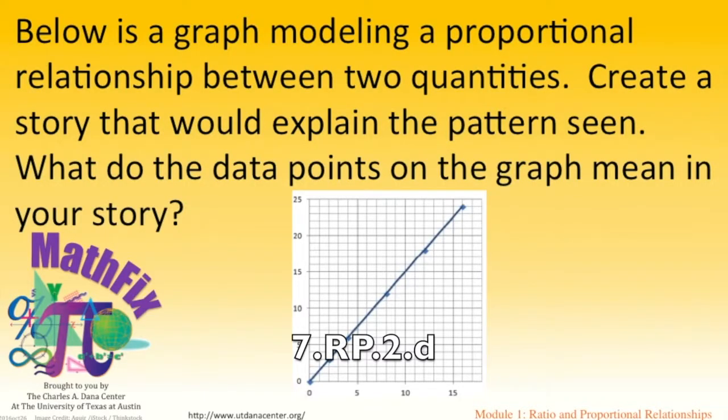Today's Math Fix centers around 7.RP.2.d, explaining what points (x, y) on the graph of a proportional relationship means in terms of the situation, with special attention to the points (0, 0) and (1, r), where r is the unit rate. Well, this Math Fix is all about reading and understanding the situations that graphs and data points represent.